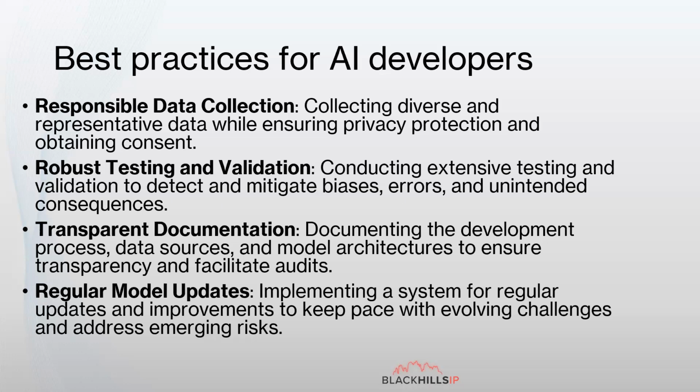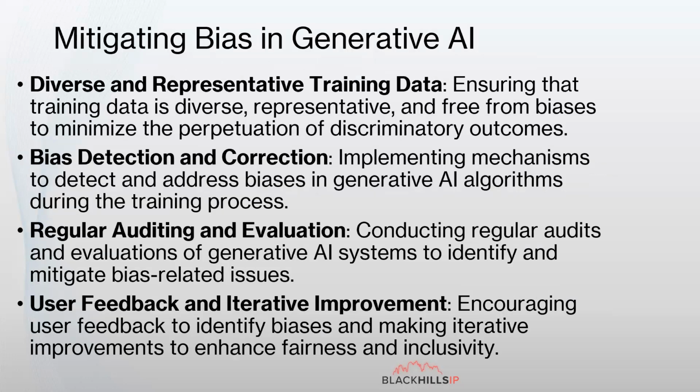And then developers should plan for regular updates and improvements to address emerging risks and challenges as the field keeps on changing. I mentioned bias. So mitigating bias in generative AI is essential for ensuring fairness and inclusivity. Using training data that encompasses a wide range of demographics and perspectives, ensuring inclusivity and reducing bias, is extremely important.